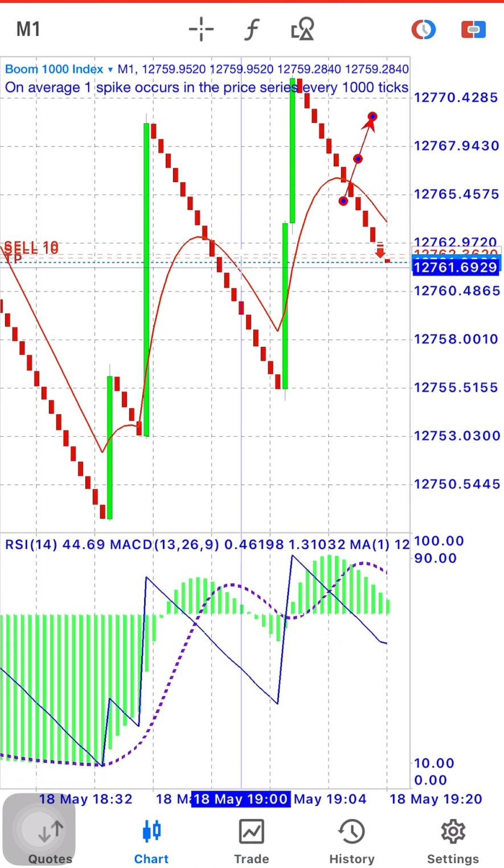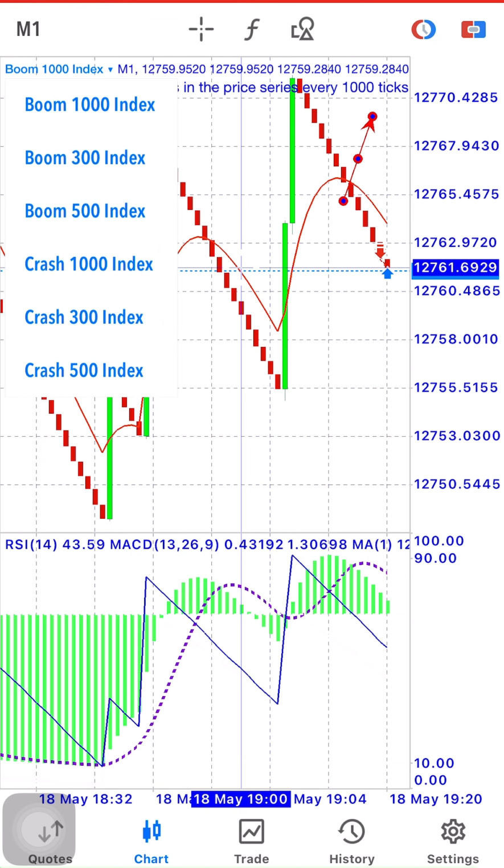So now we are in boom 1000. We did the same thing. So in boom 1000, if a spike occurred up, the spike is the green one in boom, not the red one. The red one is the tick, the candlestick in boom. So note this difference.